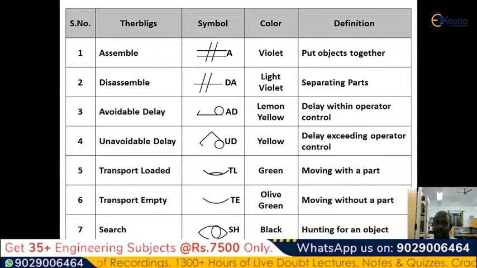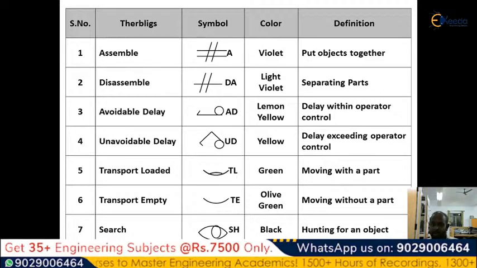Then whether you are going to have the transport loaded or empty. So whether you are going to move any part or any conveyor or any trolleys with product or without the product. Then searching. Searching in the sense you are going to spend time to search for a particular product. Say 1,000 products may be available at one particular place. How are you going to search it? Hunting for an object is indicated by search.